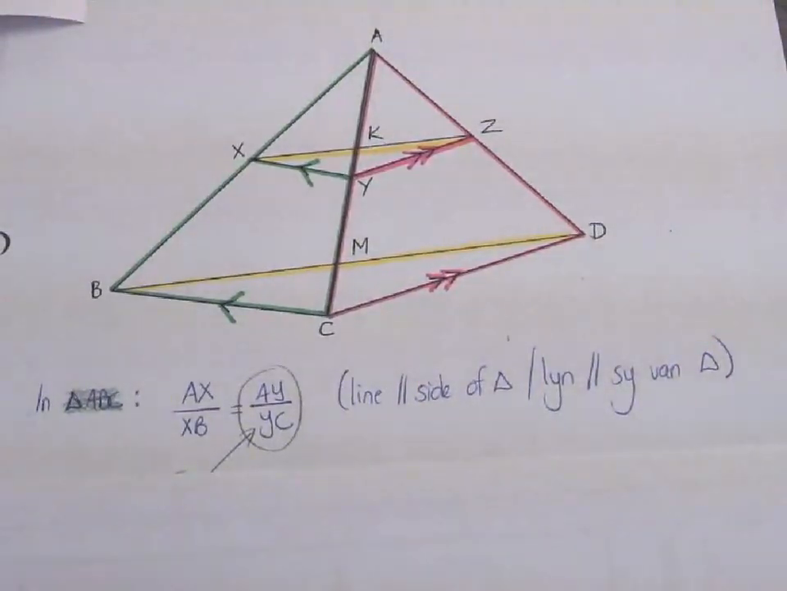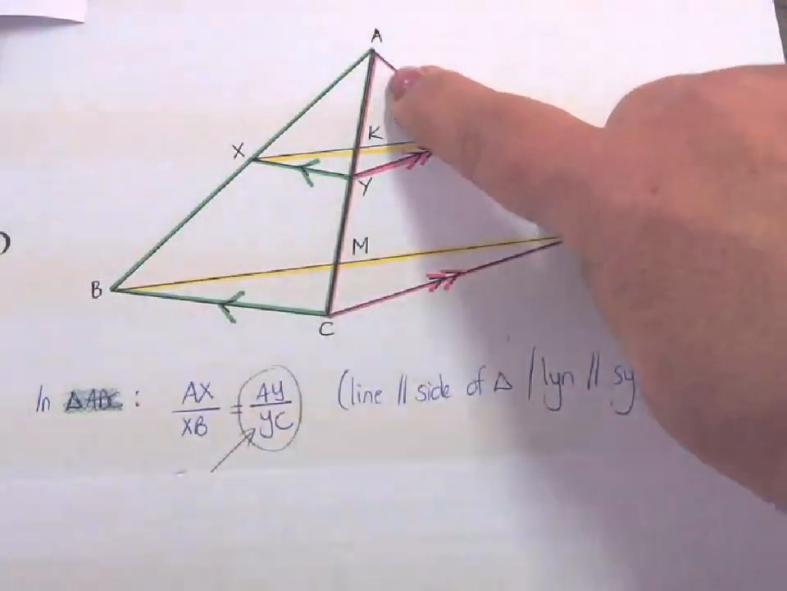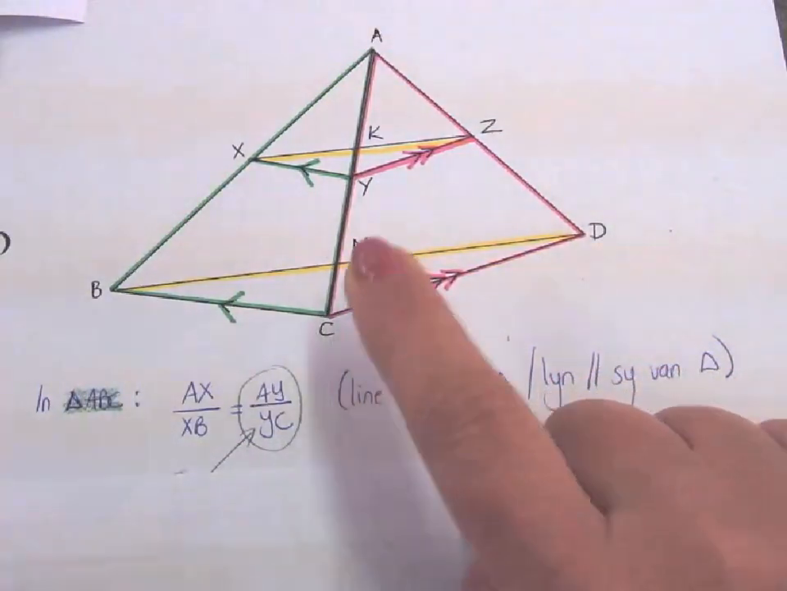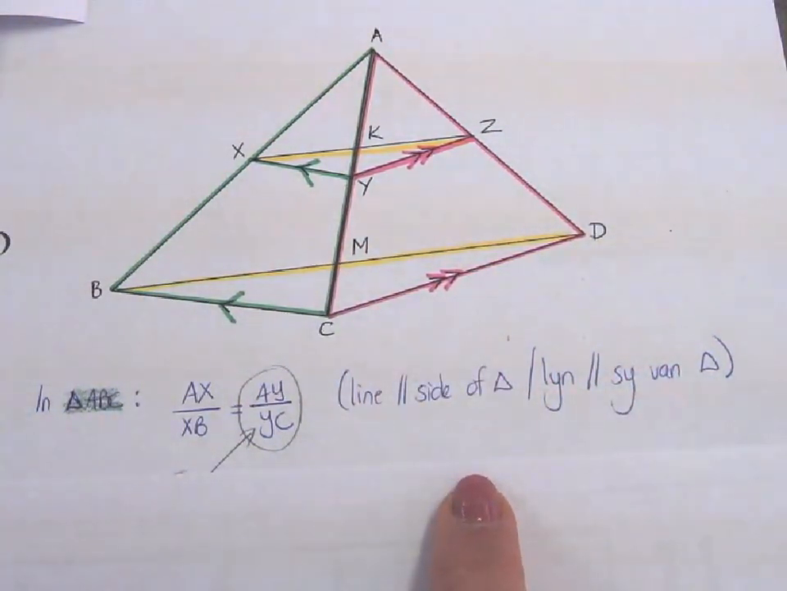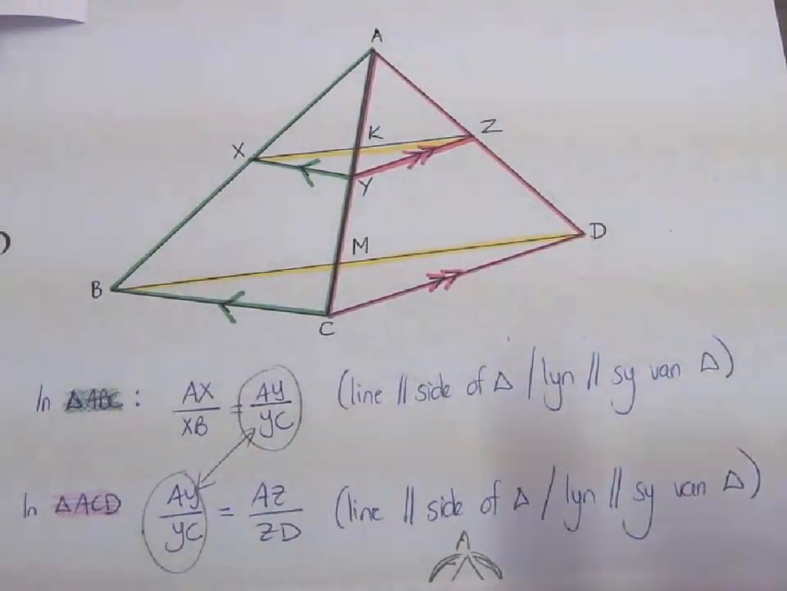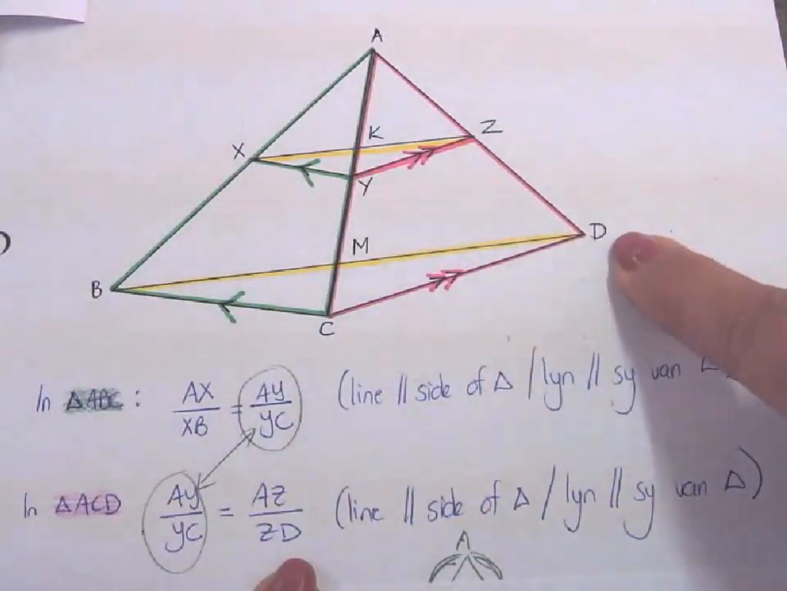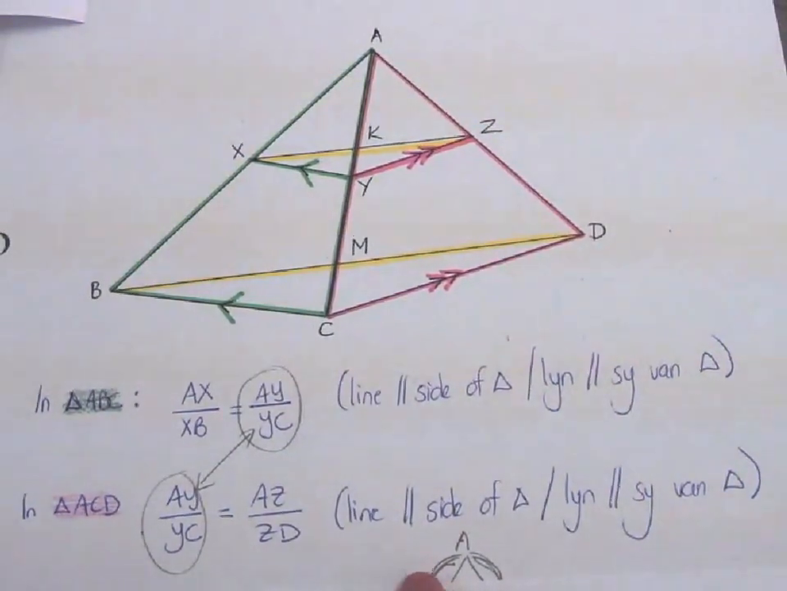In triangle ABC, AX over XB will be the same as AY over YC. And to give you a reason, the line is parallel to one side of the triangle. In my pink triangle, always write in which triangle you are working. I see that AY over YC is equal to AZ over ZD. Line parallel to one side of a triangle.